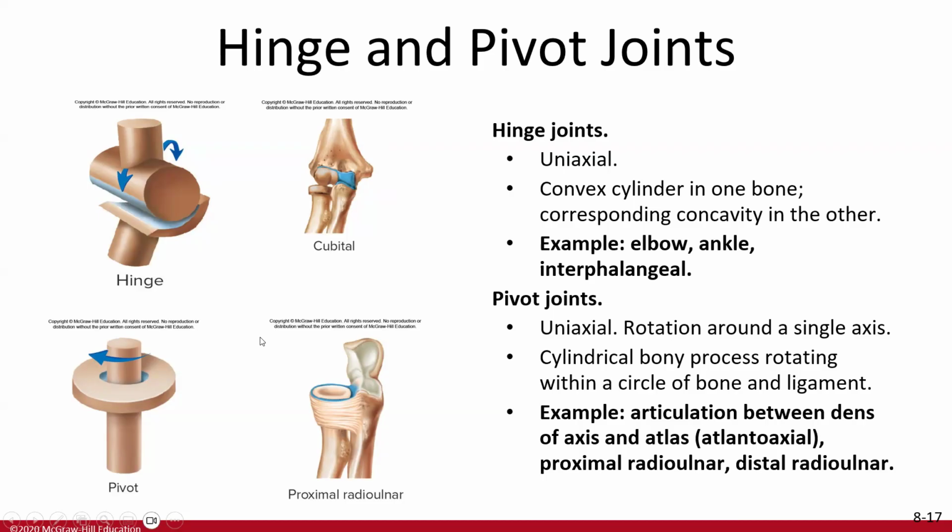Pivot joints do exactly what they sound like. They pivot, they rotate. So our proximal radial ulnar joint, so when we pronate and supinate, that's a pivot. Our dens, that comes off of our axis when it's interacting with the atlas, we have a pivot on the dens. So pivot joints do exactly what they sound like. It's rotational. So uniaxial for both of these.